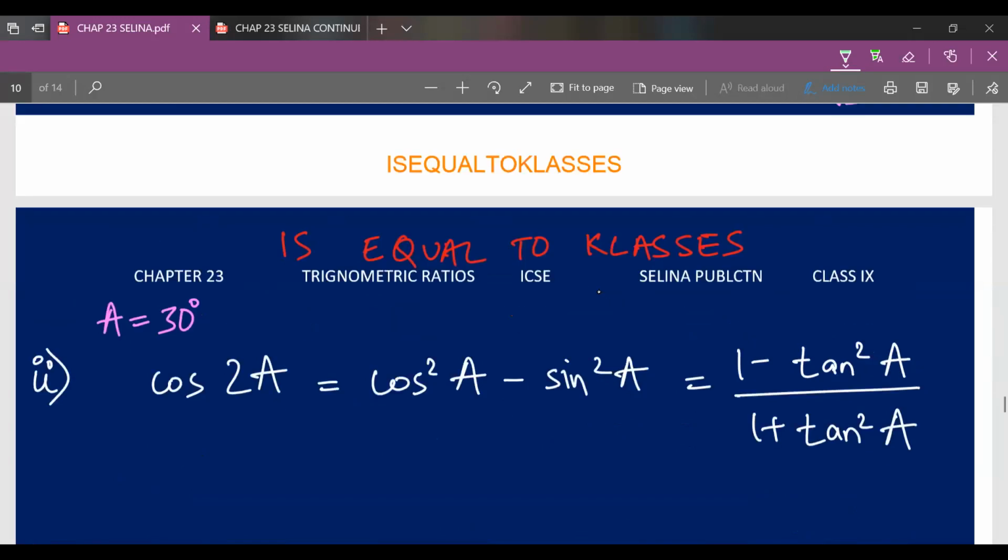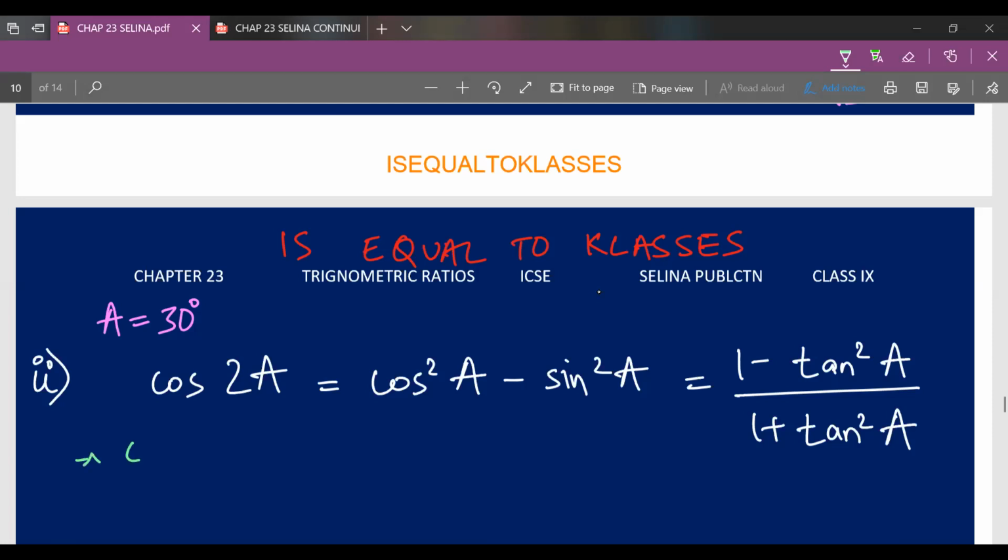So over here all it mentions is find cos 2a is equal to cos square a minus sin square a is equal to 1 minus tan square a upon 1 plus tan square a. Now this looks very confusing, this looks very panicky. Don't panic, just stay with me. All you have to do is substitute the values, solve the trigonometric ratios, and you're good to go. So all you have to do is find cos 2a.